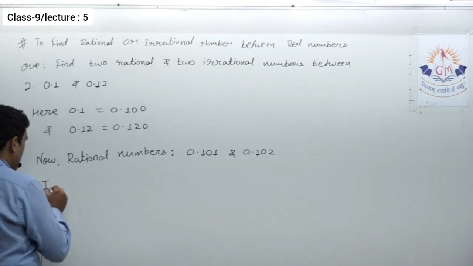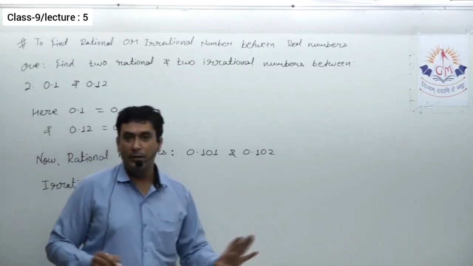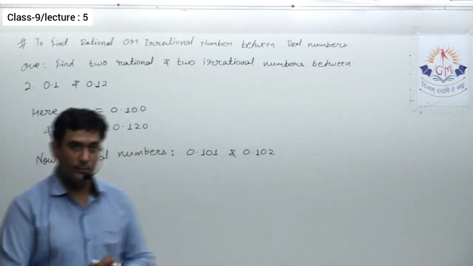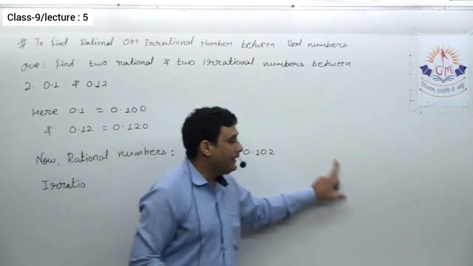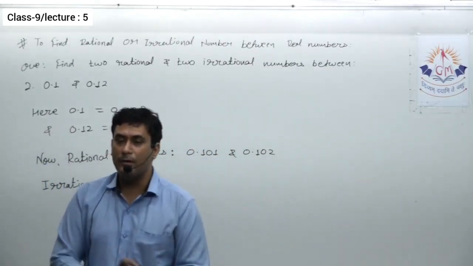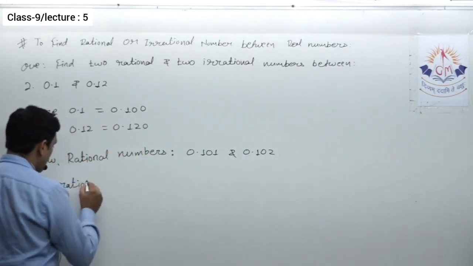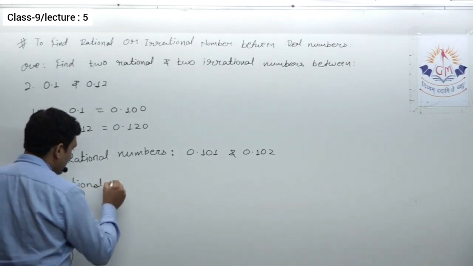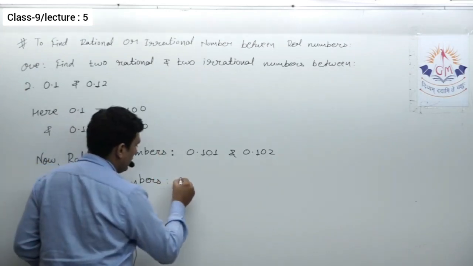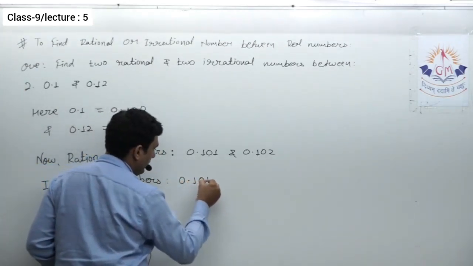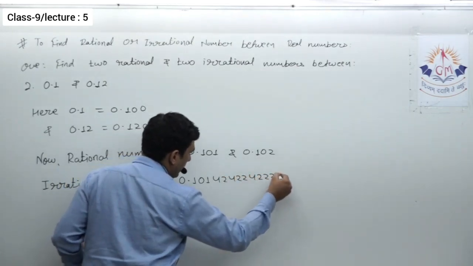Now what about irrational numbers? See, particularly if you have the rational numbers, then it is very easy to find irrational numbers. You can use these two numbers directly, and after that you can write any story like 0.1003, 0.10031, 0.100311, and so on. So irrational numbers are always easy to write if you have the rational number. 0.101, then 42, 422, 4222, and so on.